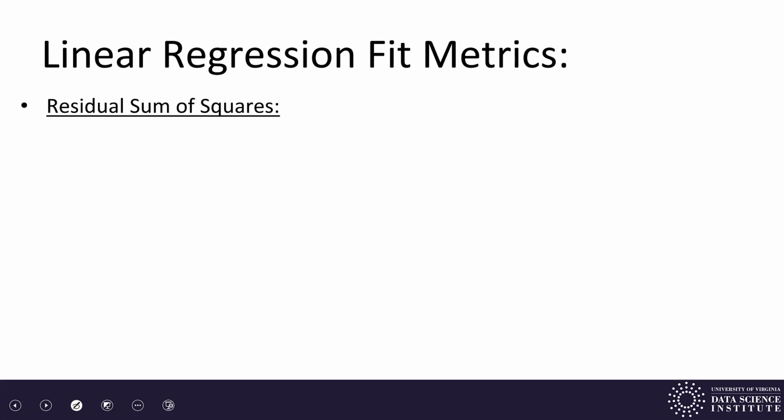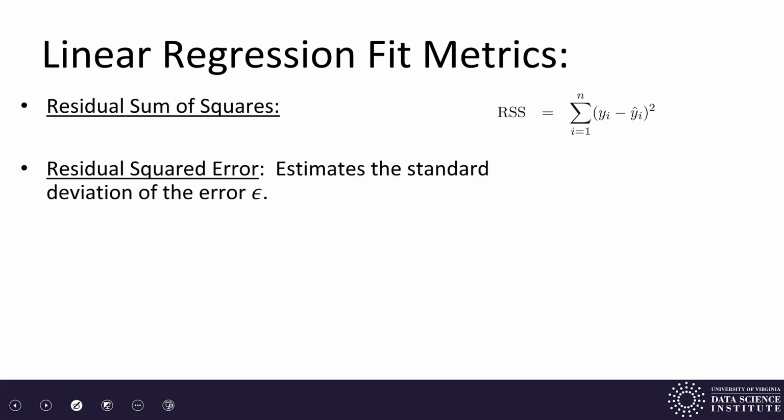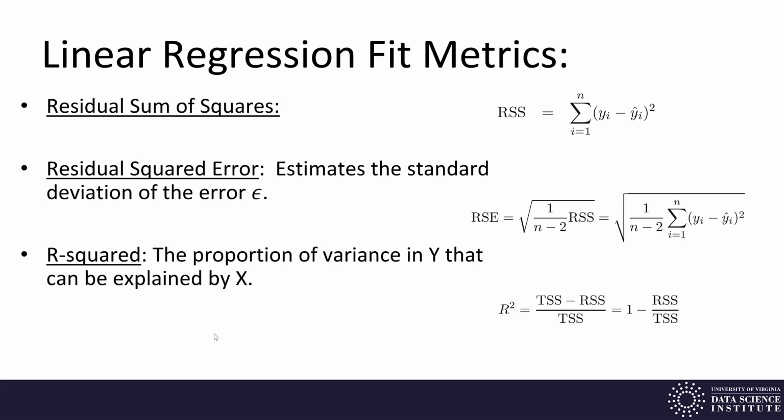So some metrics that allow us to evaluate the fit of our linear regression. There's residual sum of squares. That's what we talked about early on. That's what's minimized when we're choosing our beta I hats. The smaller that is, the better fit we have. There's a residual squared error. So this estimates the standard deviation in the error epsilon, right? Or the average amount of error that we're getting between our predicted value and our actual value. Formulas given on the right-hand side of the screen here.